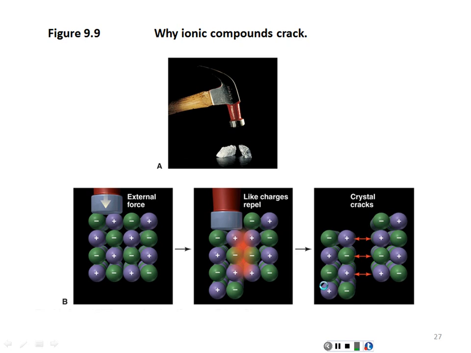Figure 9.9 in your book shows why ionic compounds crack. If you imagine smashing a big piece of salt with a hammer, or a lot of minerals and rocks, same thing. At a microscopic level, when you hit this crystal with a hammer, what are you doing? You're moving it, and when you move it to where there are two positively charged ions next to each other and two negatively charged ions next to each other, what does that do? They start repelling one another, and that's where the crack forms.